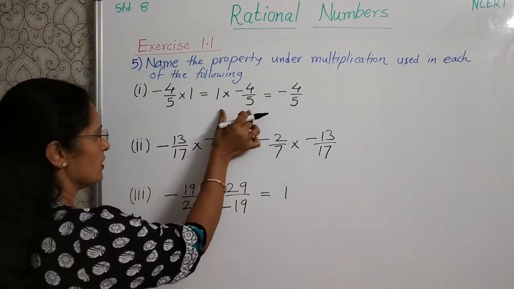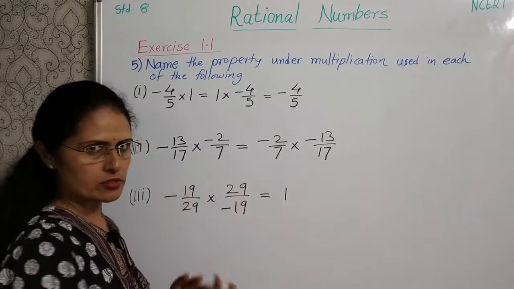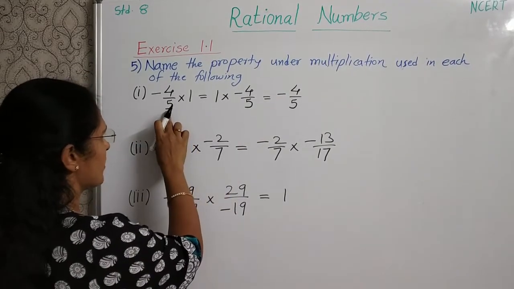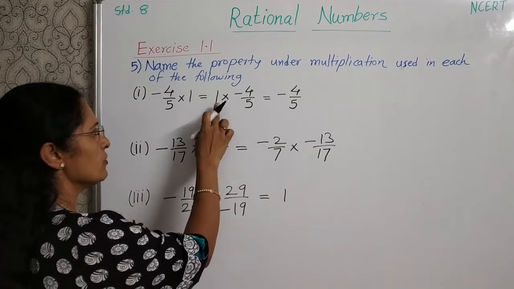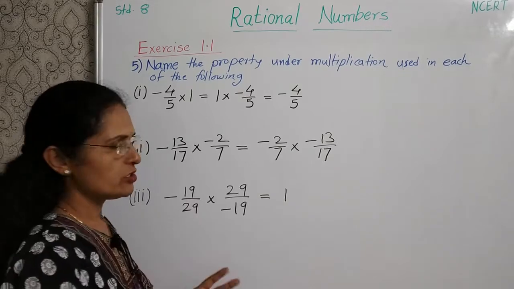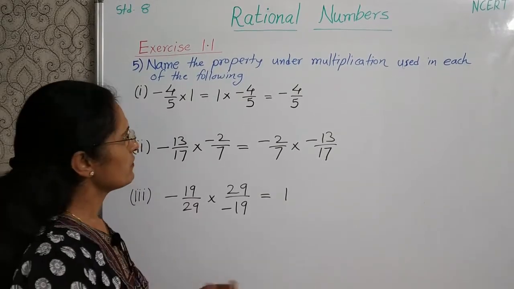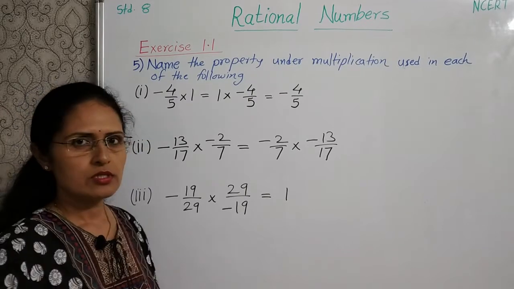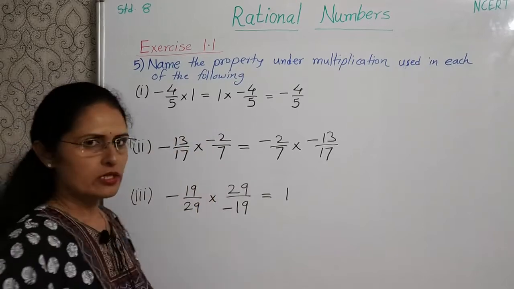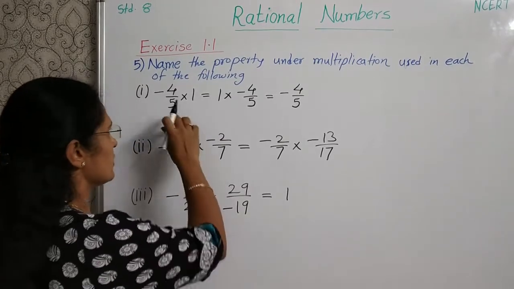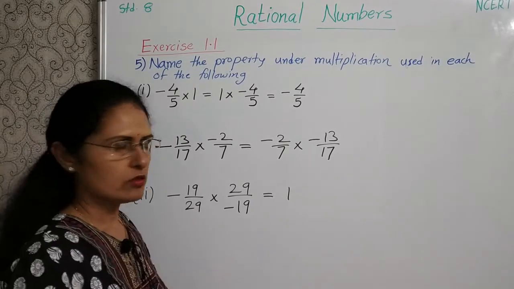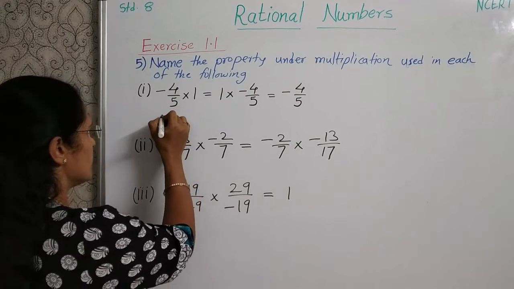So if you observe here, the places of rational numbers are just interchanged. So here minus 4 by 5 was written first and then into 1, but here 1 is written first and then into minus 4 by 5. So in which property do we interchange the numbers? And even after interchanging those numbers, we get the same product, we get the same answer. So that property is commutative property. After interchanging their numbers also, there is no effect on the product. So that is commutative property.